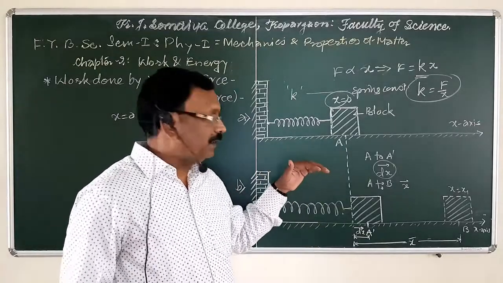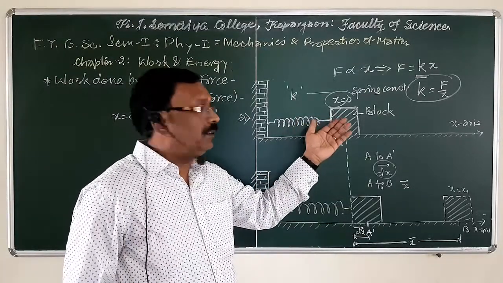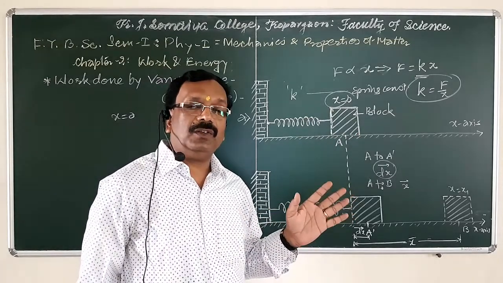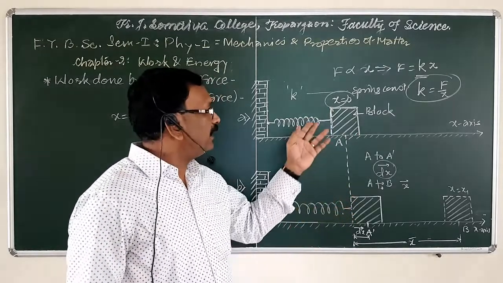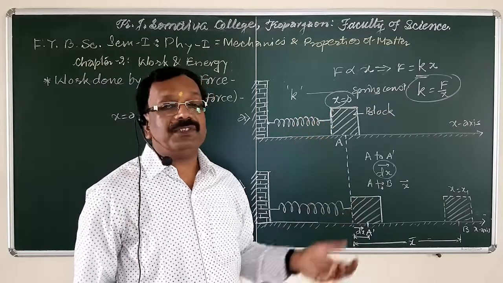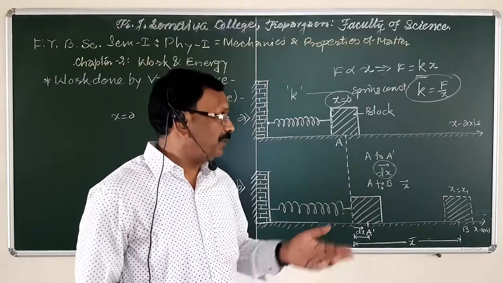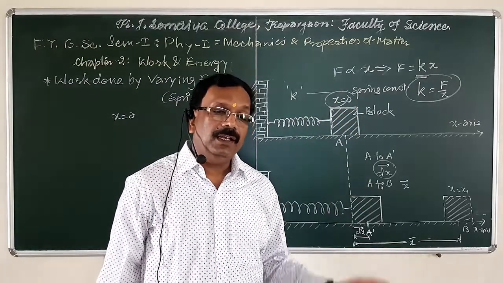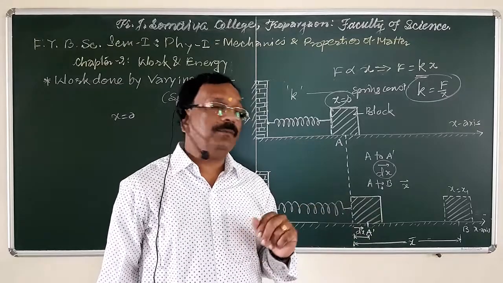When the spring is in its natural length, that means there is no extension or no contraction. If K is the spring constant, again the force on the block is K times the elongation. Force is directly proportional to the elongation of the spring. Okay. Now let us calculate the work done by the block on the spring.